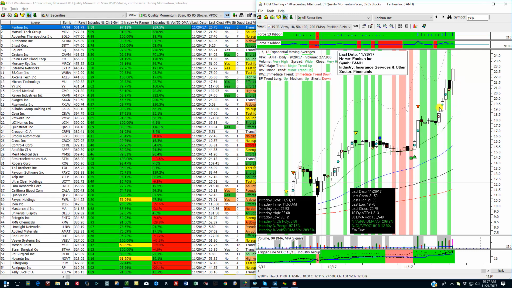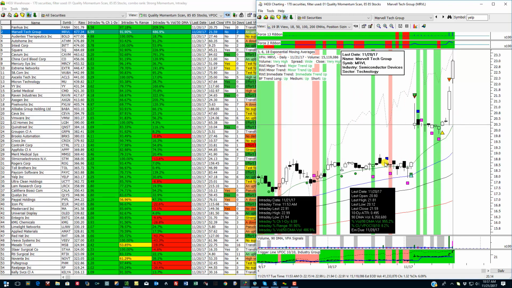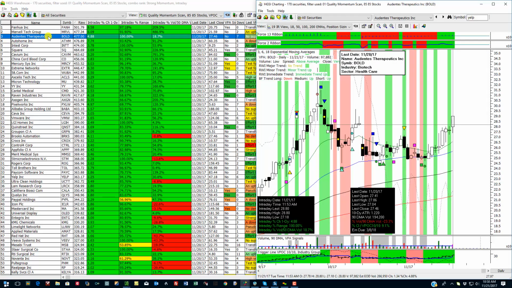Look at all these really, for the most part, good VPA flags on this stock. Now let's look at Marvel. Now I saw this one yesterday. I didn't take it, but it's hard for me to take a stock like this, but obviously it would have been a very good trade. Bold. Here's another 85 stock. You can see that it's been in a contraction phase, and now it's going into an expansion phase.